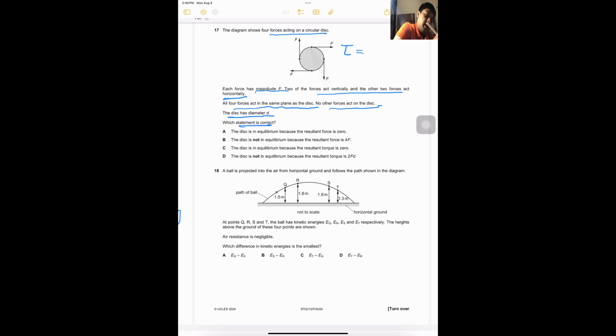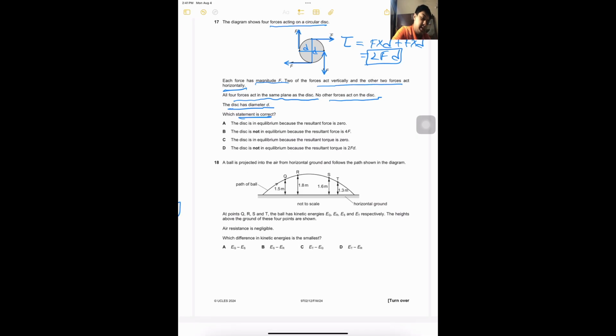So the resultant torque here would be, this is the distance d and this is the distance d. So that would be F into d plus F into d. This is the resultant, because there are two parallel forces, this one and this one, and also this one and this one. So there are this amount of forces. So the torque is 2Fd.